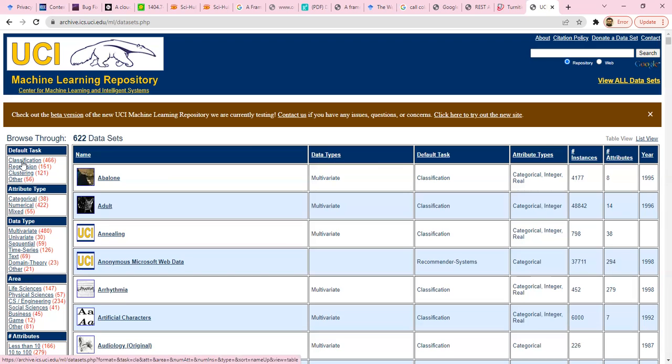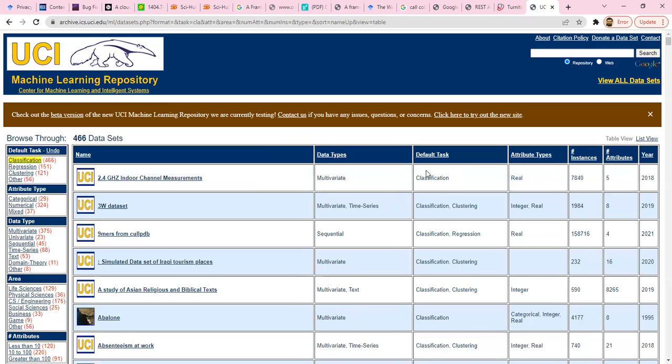Okay. So for example, if we just want to find some classification data, you can just click here and it will show you all the classification data. Okay. So what you can do, you can just go here. You can see that it has 5 attributes. What is 5 attributes? It means 5 features or 5 columns. And the number of samples or number of examples or number of instances is 7,840. Okay. So these are different data sets.